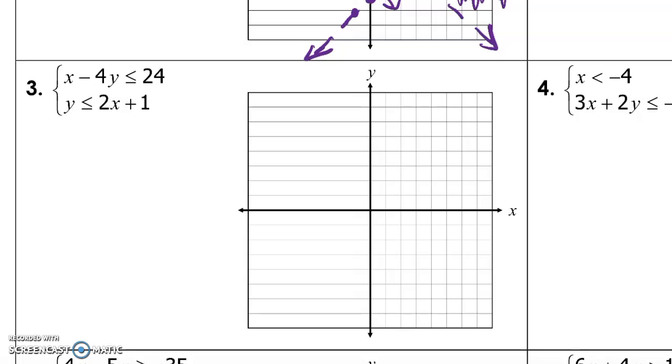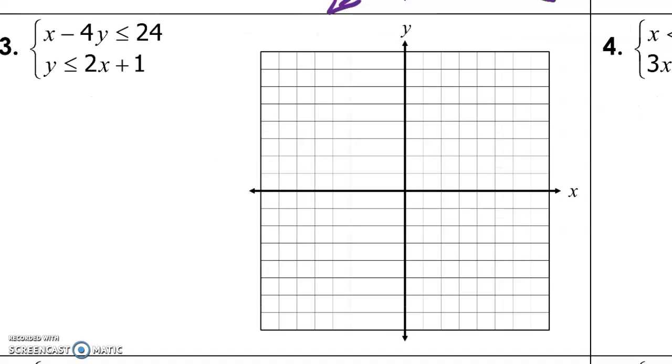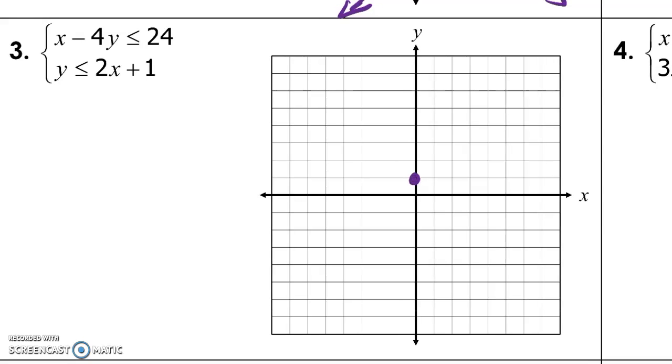Let's look at number 3. Our bottom one is ready to go, so I'm actually going to graph that one first. I go up 1 and then up 2, right 1. I can go down 2 and left 1. That is a solid line. It's a less than, so that tells me I would go below the line.